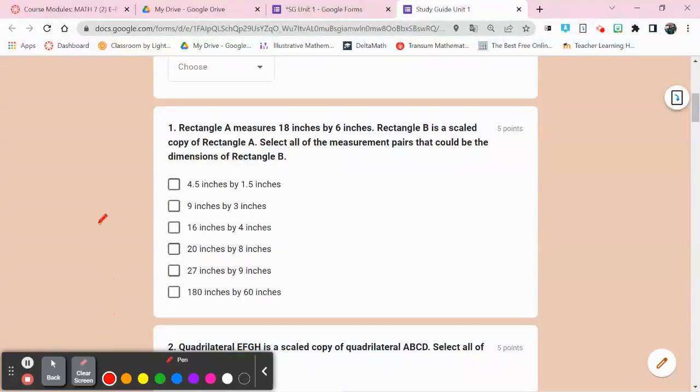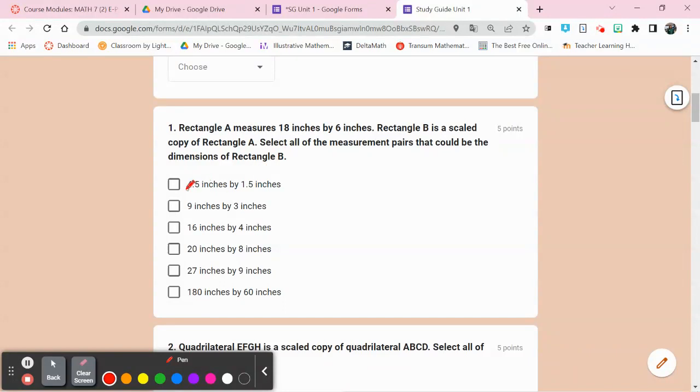Question 1. Rectangle A measures 18 inches by 6 inches. Rectangle B is a scaled copy of rectangle A. Select all of the measurement pairs that would be dimensions of rectangle B. In other words, scaled copies. So we can do this several different ways. We're going to compare the first numbers and then see if we get the same number for the second one.